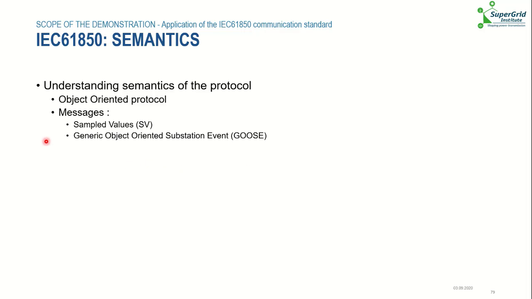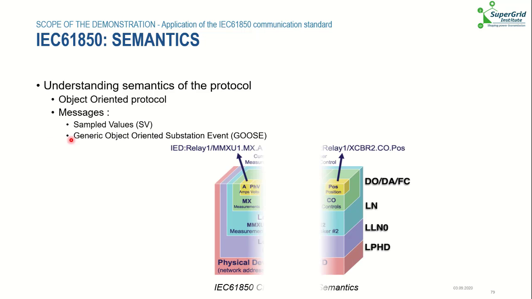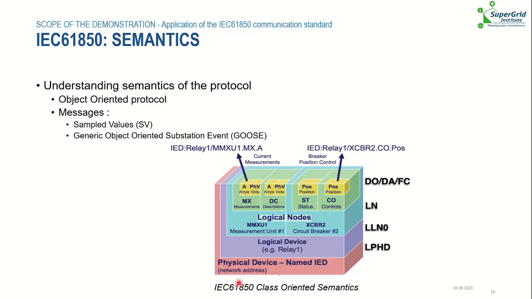So IEC 61850 has its own semantics that we need to understand. It uses an object-oriented approach. We can see that on the layer-based schema. You have the physical device layer, the logical device layer, the logical nodes layer, and the data object layer. Two messages of IEC 61850 take care of the real-time transmission. You have first the sample value, to transmit digitalized values, and the Generic Object-Oriented Substation Event, called GOOSE, to transmit logical events.